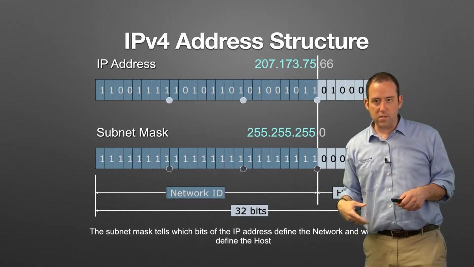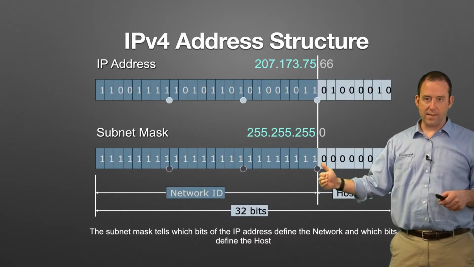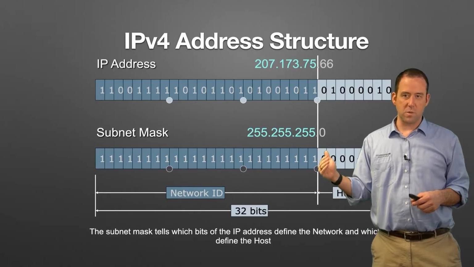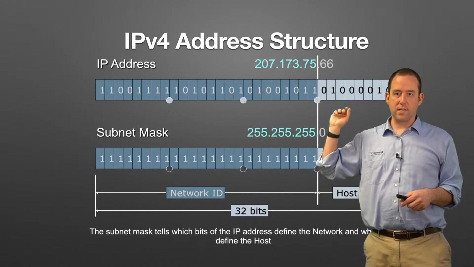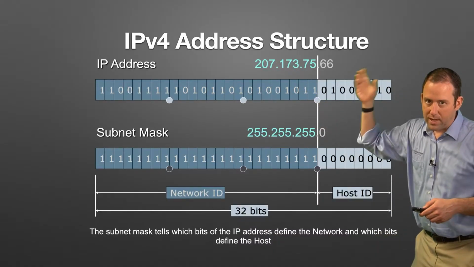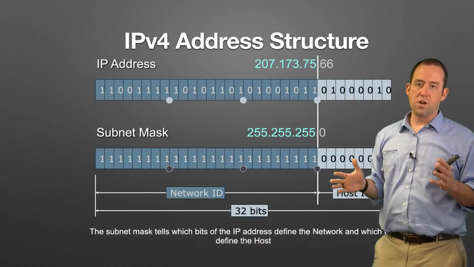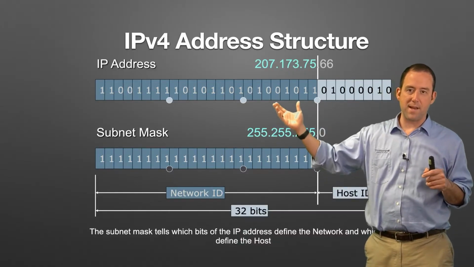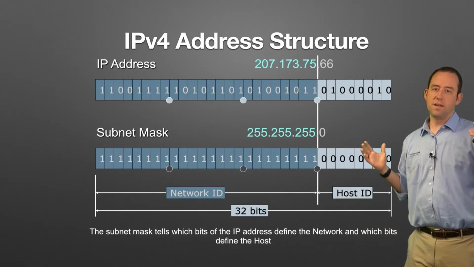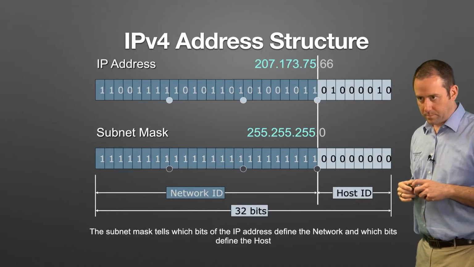And again, it's all 32 bits. So we've got network ID up to that last dot, or the first 24 bits in the 32-bit IP address. So the network ID would be 207.173.75.0. Don't worry about the numbers exactly. Just know that that's what the subnet mask does and how it splits things up. We will get very heavily into how to do the math to figure this stuff out later on.